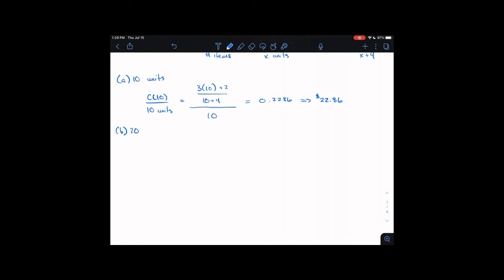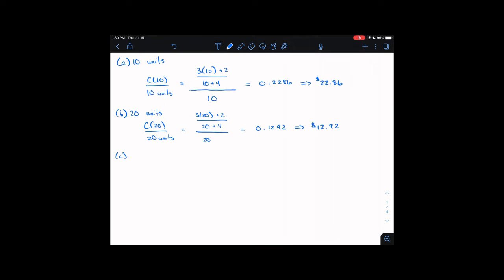For B, this is the same process, just a different number. So 3 times 20 plus 2 over 20 plus 4, all over 20 units. And this is going to be, cutting right to the chase, 0.1292, which gives us $12.92 by the same logic above.